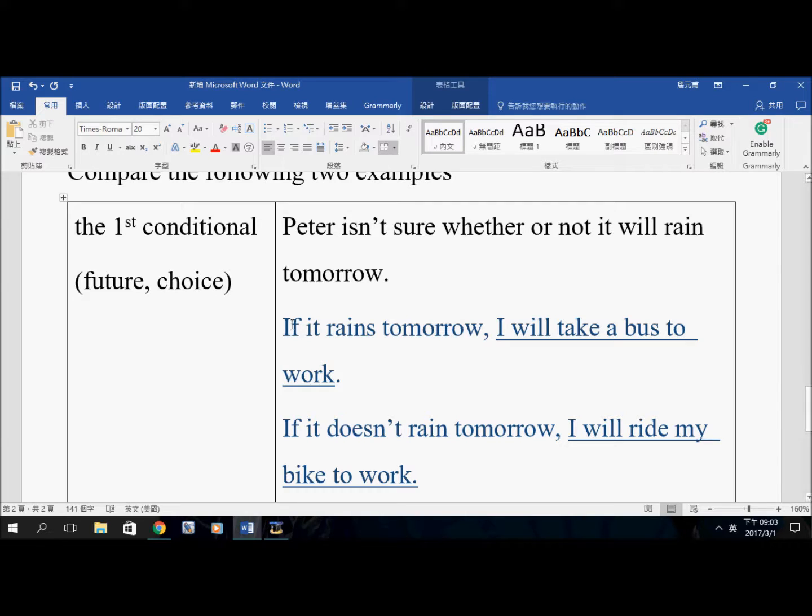Situation number one, if this happens, I would do this. If this happens, I would do the other one. So we're actually planning for the future, planning for what is ahead of us. That's when we use the first conditional.